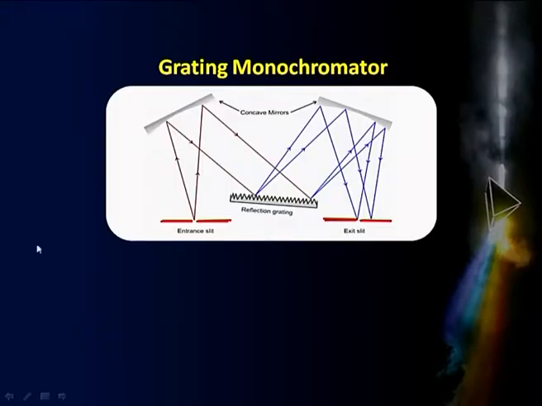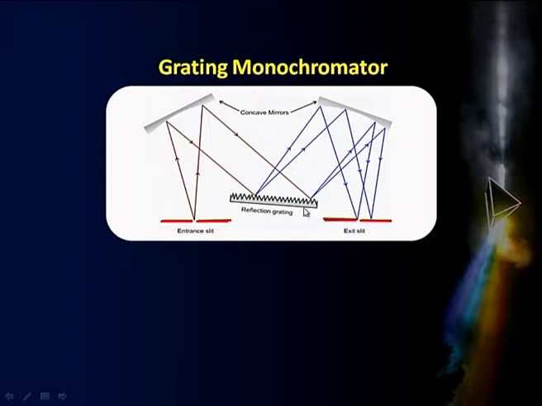What is done here is, you have some kind of a source, and the radiation from the source is made to pass through an entrance slit, and from there it comes onto a concave mirror, gets reflected and falls onto the grating, and from there it gets reflected and falls on another mirror, and from there it is focused onto an exit slit.